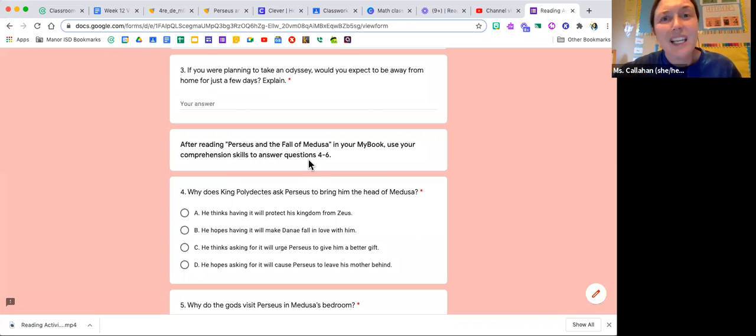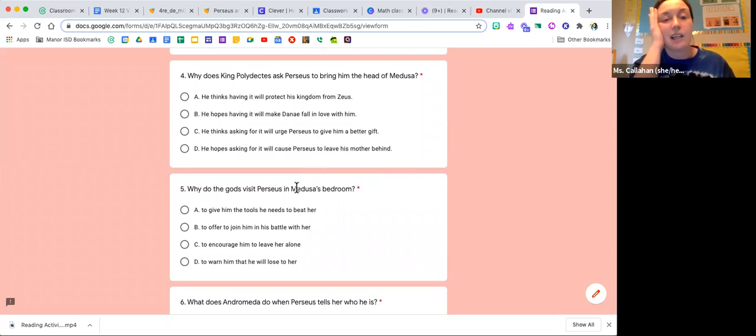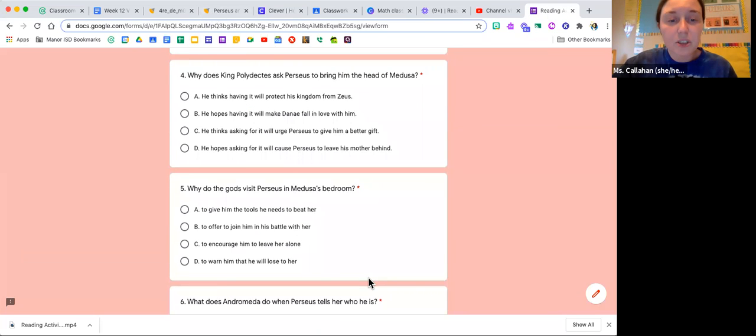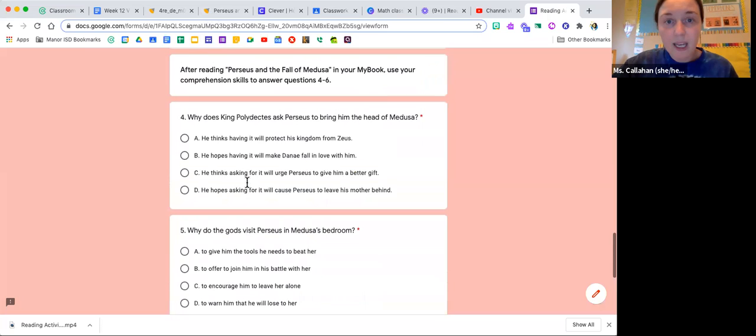You are just going to think about the plot of the story and the events that happened, and reflect upon them. And yes, you may go back into the story to locate the correct answer after you've read it. So if you get to, for example, number 5, and you think, I really don't remember why the gods visit Perseus in Medusa's bedroom, go back to your story, have it open, and look for it. Find the right answer. There are 3 very simple questions here to basically prove that you have read the story.